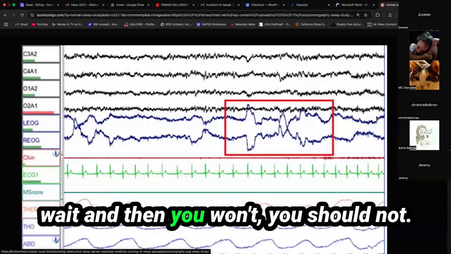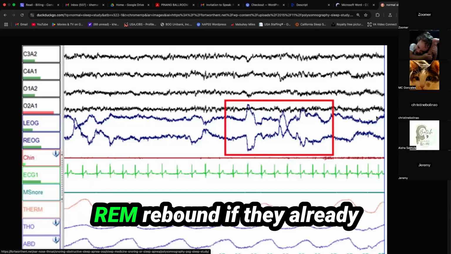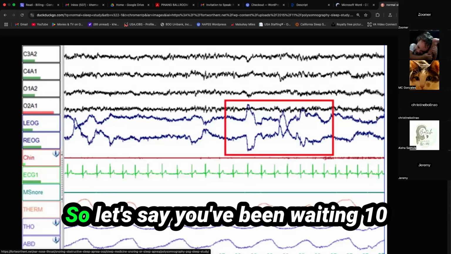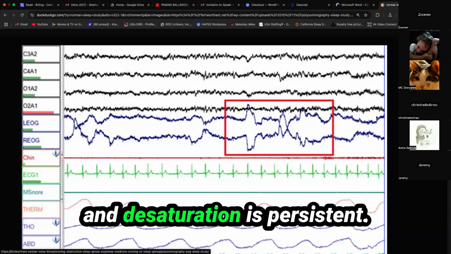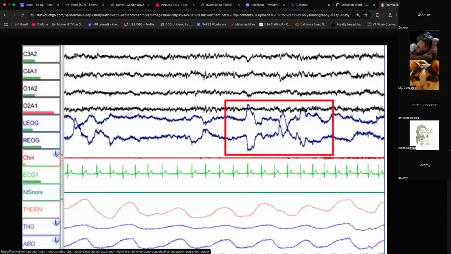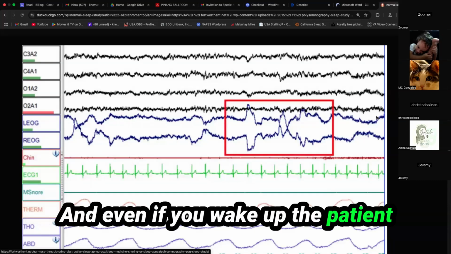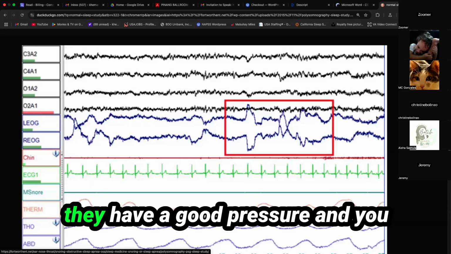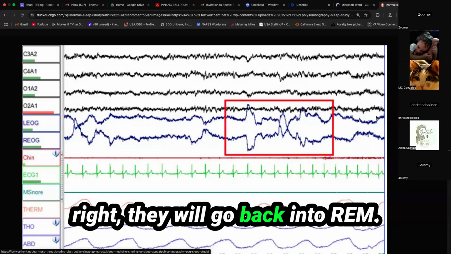No. Then you won't. You should not. The patient is obviously in a REM rebound if they already last more than 5, 10 minutes. So let's say you've been waiting 10 minutes, the patient is still in REM, and the desaturation is persistent. You should go in there and fix it because the patient will be in REM rebound. And even if you wake up the patient, they will go back to their own cycle. If you have the patient optimally titrated, they have a good pressure, and you open up the airway, they're breathing right, they will go back into REM.